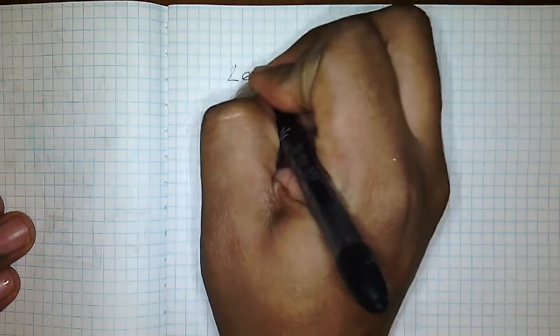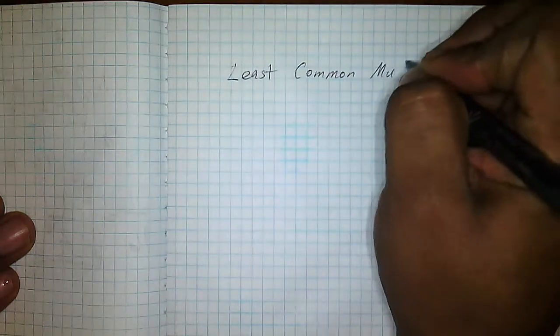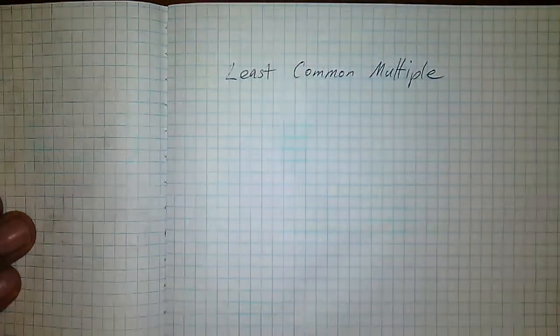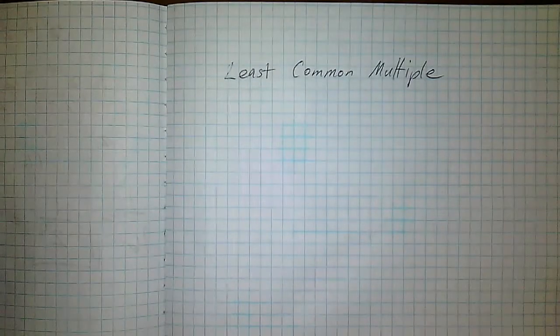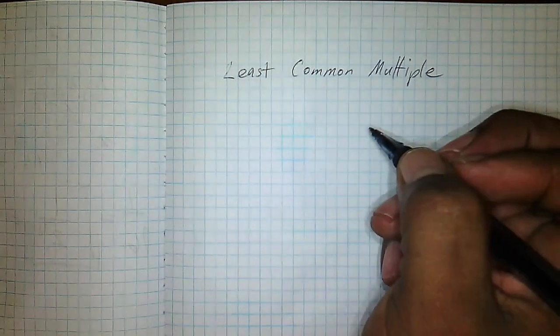Alright, so last time we talked about the greatest common factor. Now we're going to talk about least common multiple. Alright, least common multiple. It's a little simpler because all we're doing is multiplying, right?